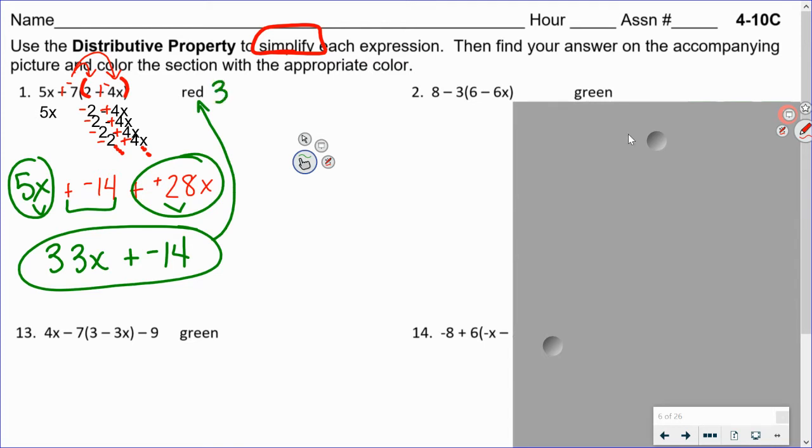Now, if you don't find it with the add the opposite, you might simply look for subtract 14. It could be either one of those. Let's take a look at number 2, please.